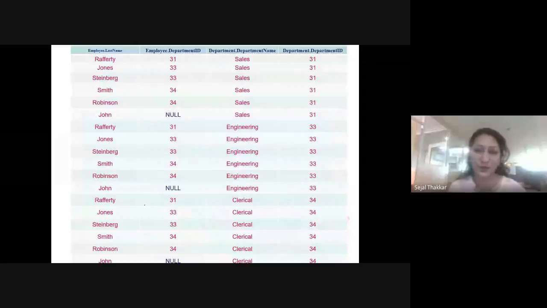Are you getting cross join? It is similar to a cross product. One row of one table will multiply with all other rows of the second table. Are you getting it? Yes, Akshat? Ma'am.